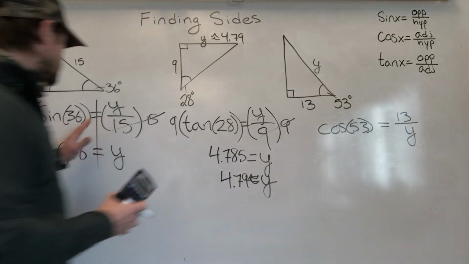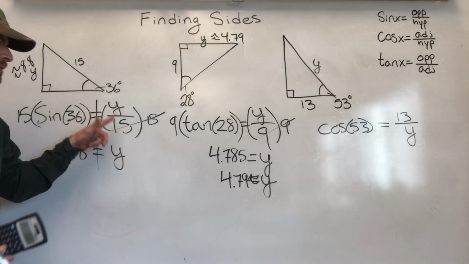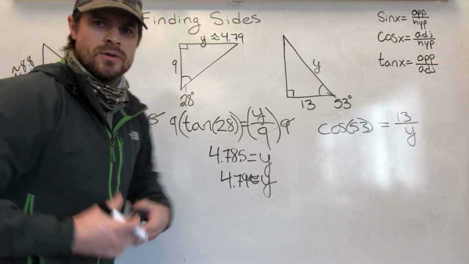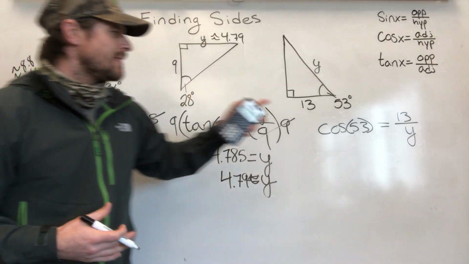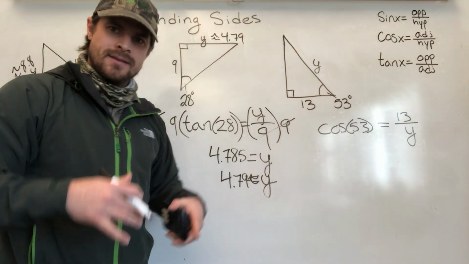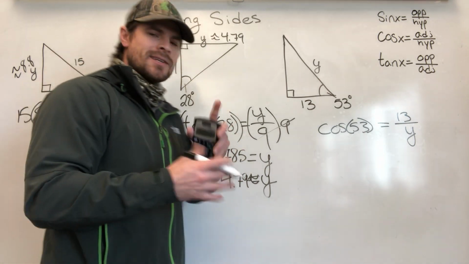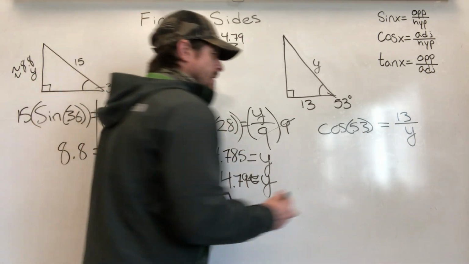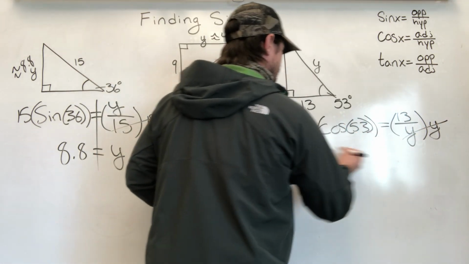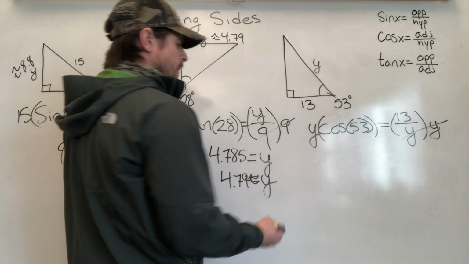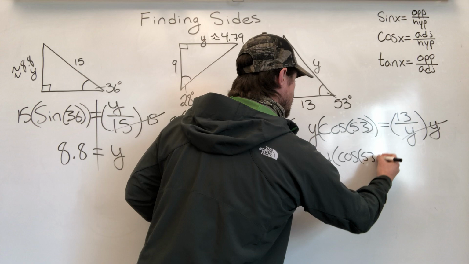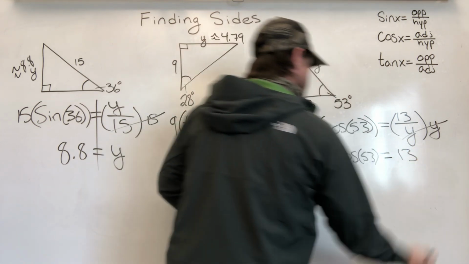So notice these previous two problems. The y, the missing side, was the numerator. All we had to do was multiply by the denominator to eliminate and isolate the variable. But on this one, we have y, or the missing side, down in the denominator. What am I supposed to do there? It's a two-step process instead of a one-step. Okay, I'm going to multiply by y. It's going to cancel it over here, but then I got to multiply by y over there. Now, what I have is y times whatever cosine of 53 is, but that's going to equal 13.